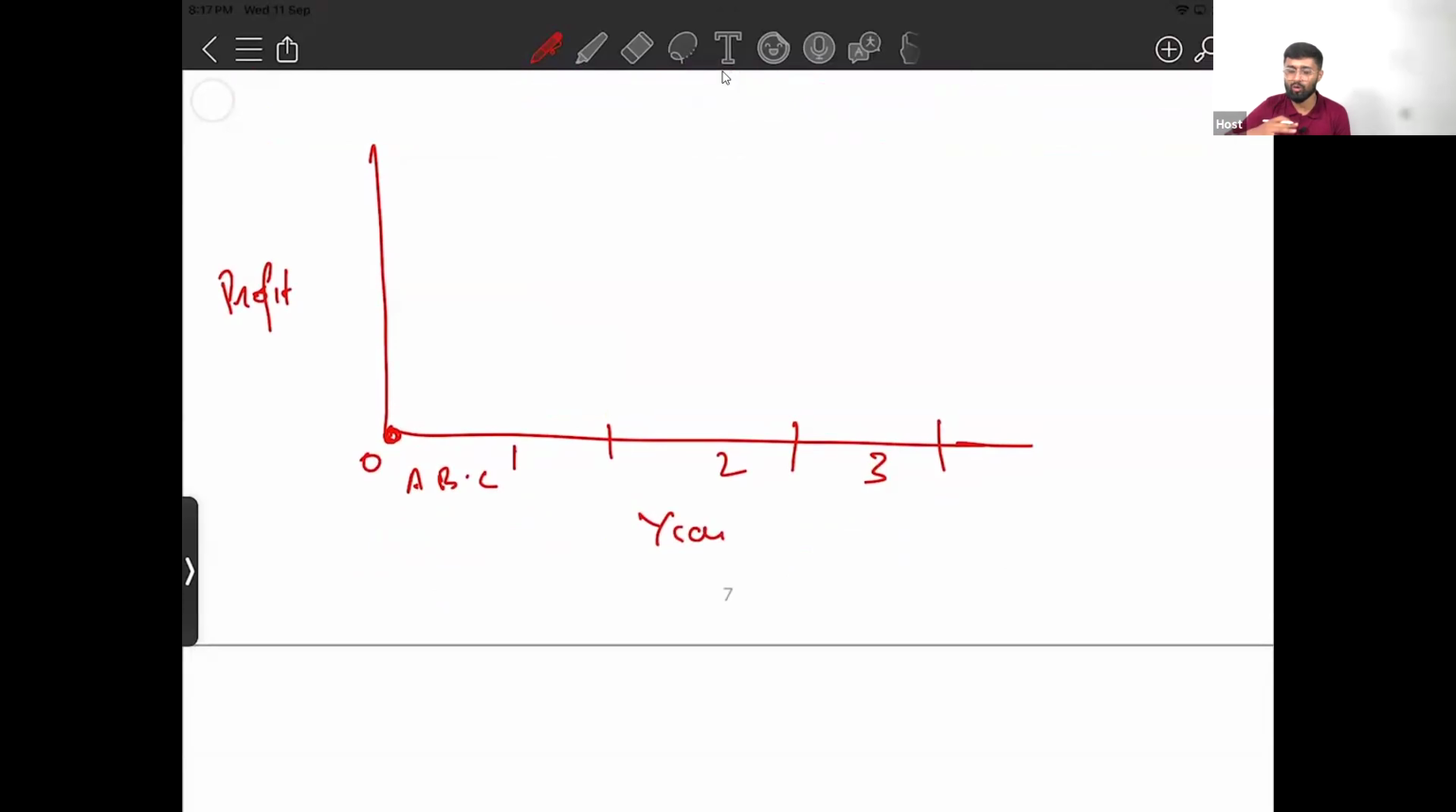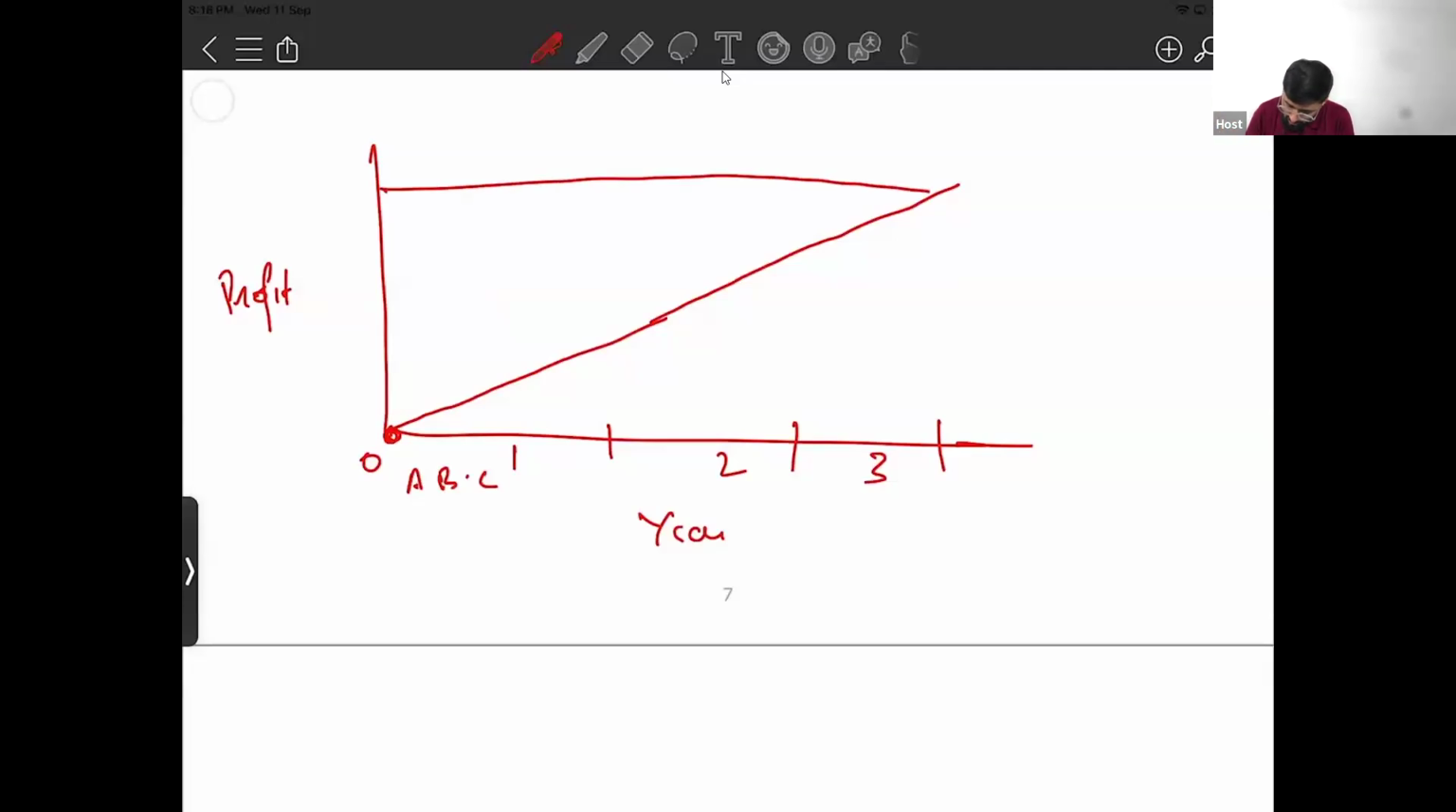As the year goes, as the time passes, the profit of the business will also increase. This is why we started the business. So we assume the business will grow. Okay?